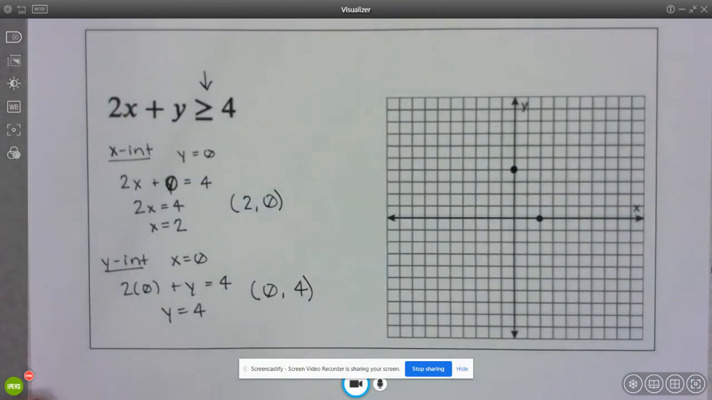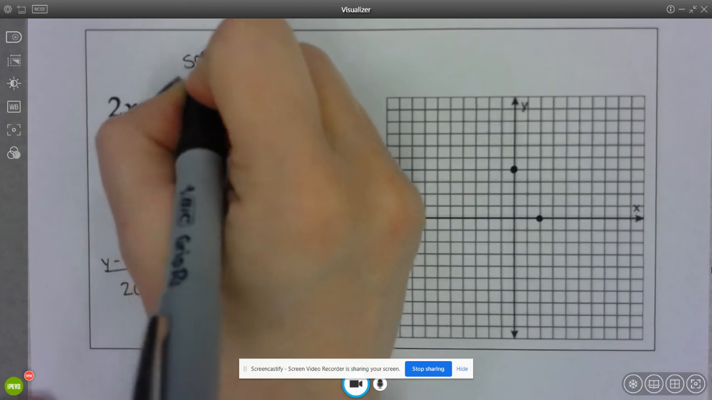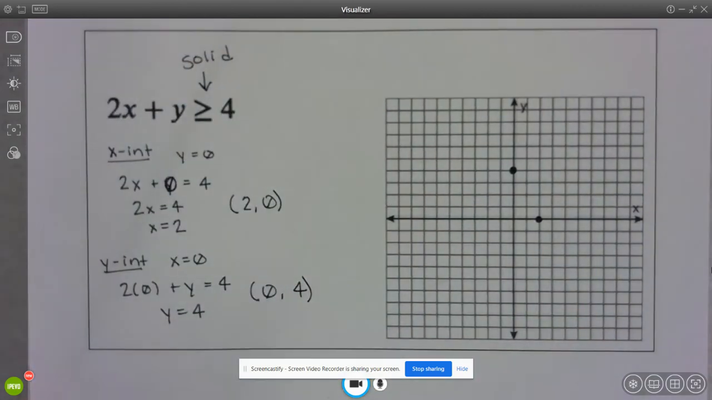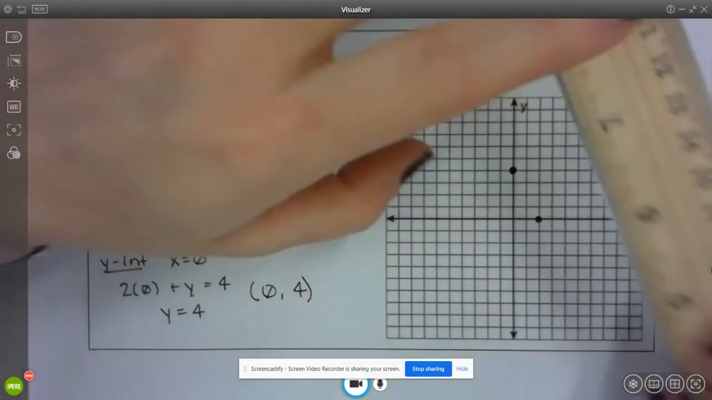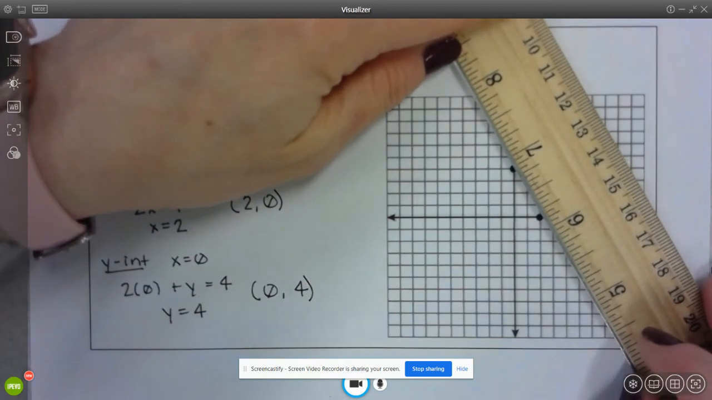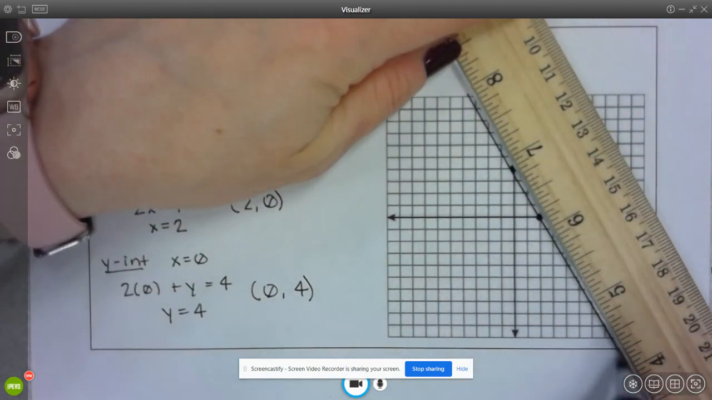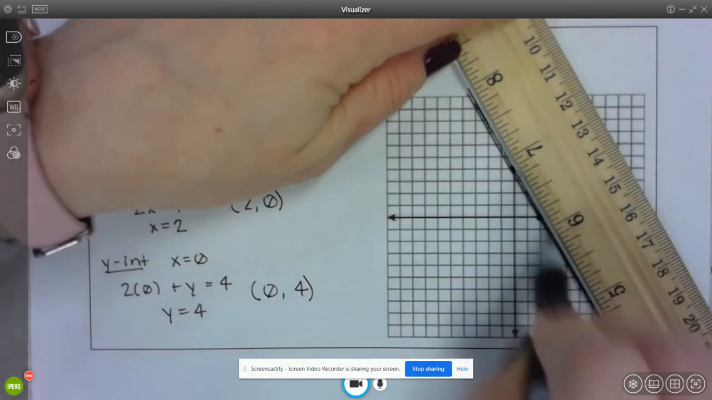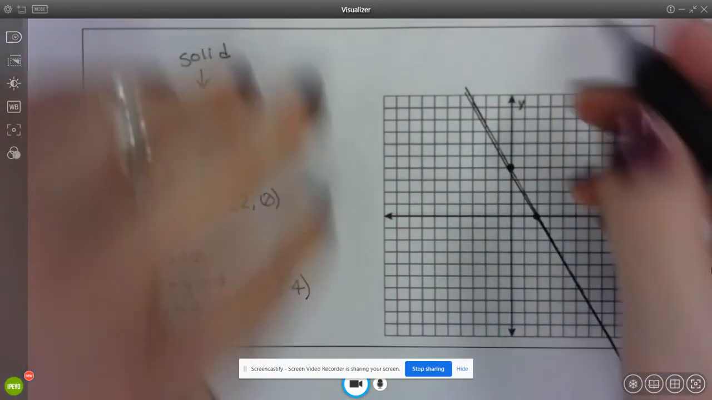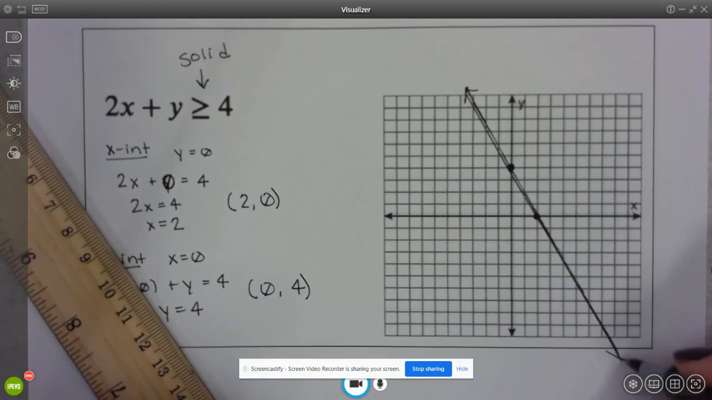Checking out my inequality sign. This is going to be a solid line because there is an equal to sign. So connecting these dots. Still not doing very well, even using a ruler, but we'll pretend. It's fine.